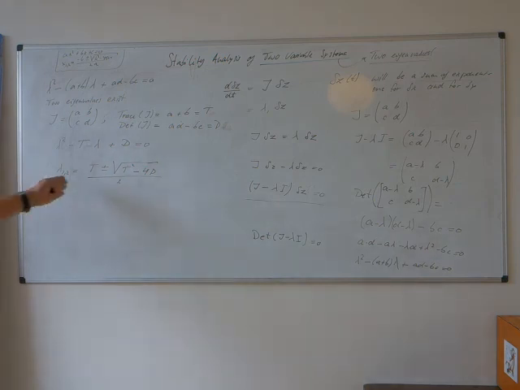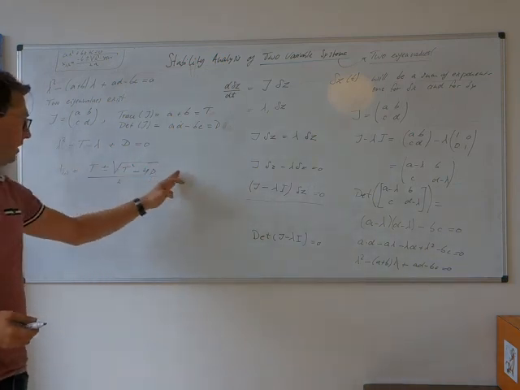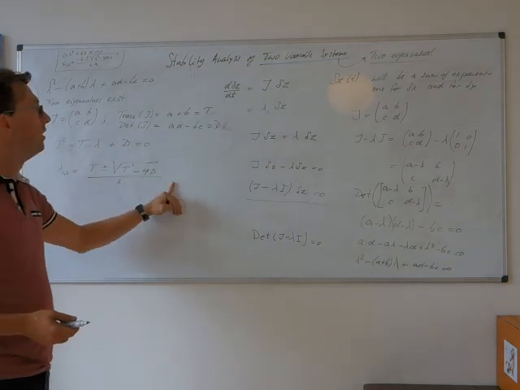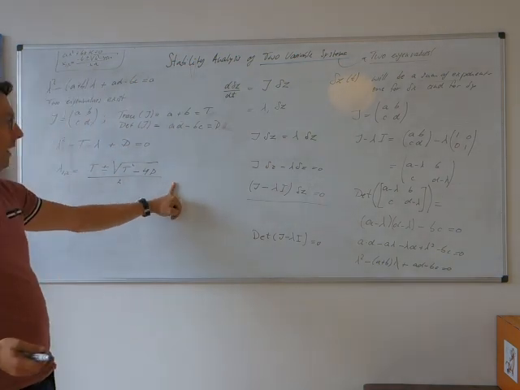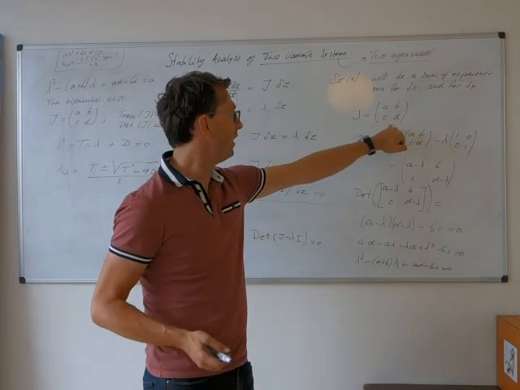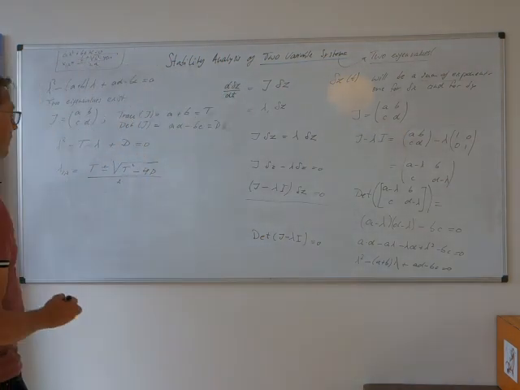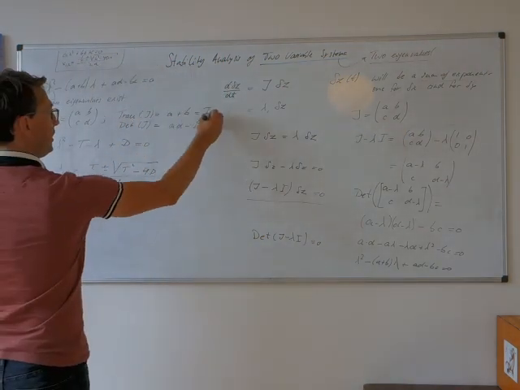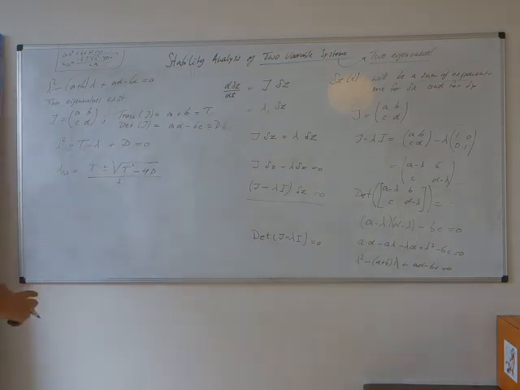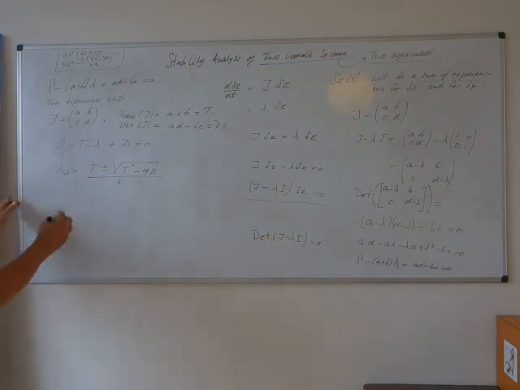So these are the eigenvalues of the Jacobian matrix. And so we determine the trace, and we determine the determinant, and then we can calculate what these eigenvalues are, and we get 2 of them. Okay.